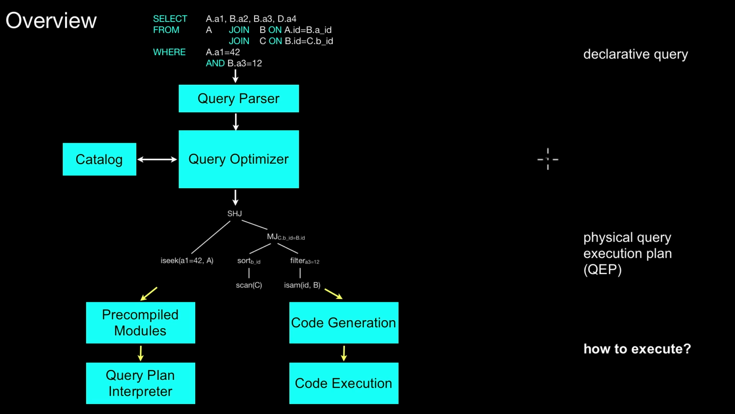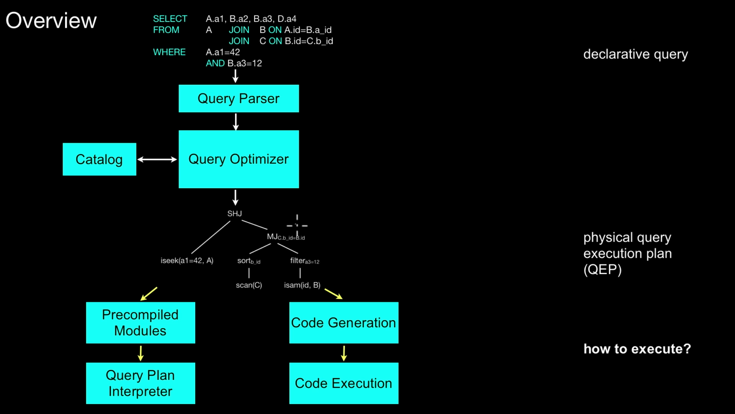So in the videos about the query optimizer, we looked at how to translate a declarative query to a query execution plan, a physical query execution plan. But once we have this, we still do not know how to actually execute it, because what we determined so far was whether to use an index or not, which join order to use, which specific join algorithm to use, stuff like that. But there are still many options on how to execute this plan. And that is what we look at in this video.